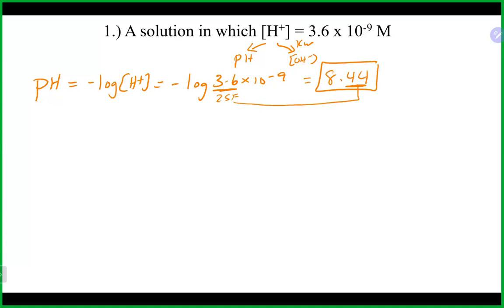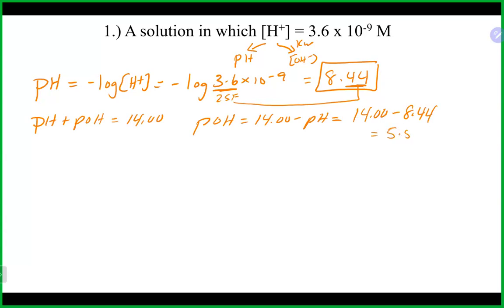Now, at this point, it also opens up a little bit of options. Since you now have the pH, you can very simply use pH plus pOH is equal to 14 to get yourself to the pOH. So the pOH would be 14 minus the pH. We'll just take 14 here minus our 8.44, and that's going to get us 5.56.